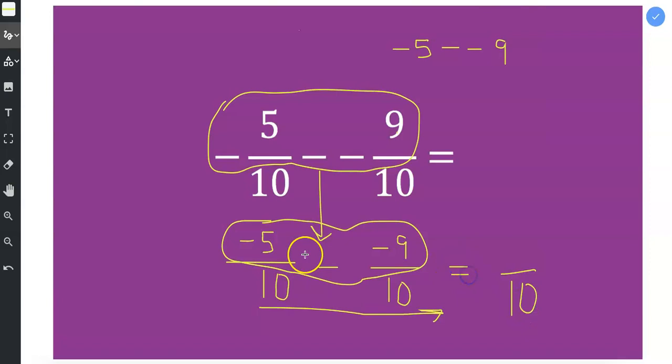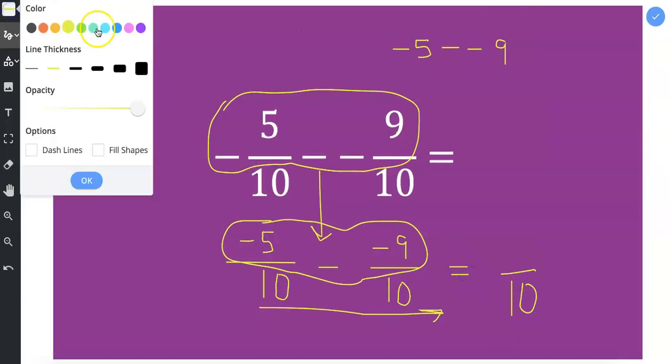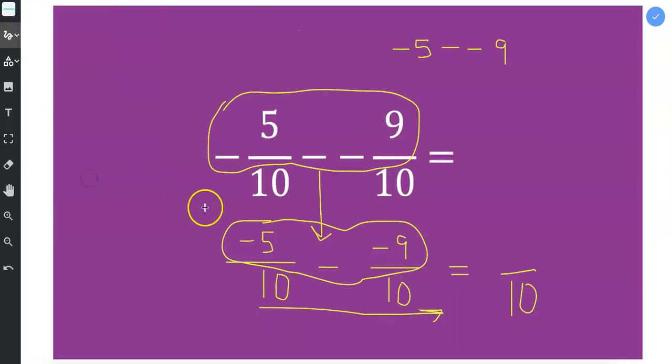So I just bring the 10 over the 10, the denominator stays the same. Then I'm going to grab a different color and I'm going to change subtraction to addition. So the first thing I do is I add and then the opposite. So I change the subtraction to addition and the -9 to a +9. And then I'm going to just rewrite the problem. This reads -5 plus a +9.